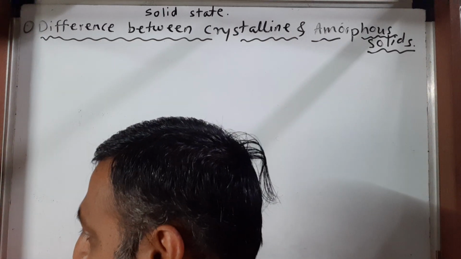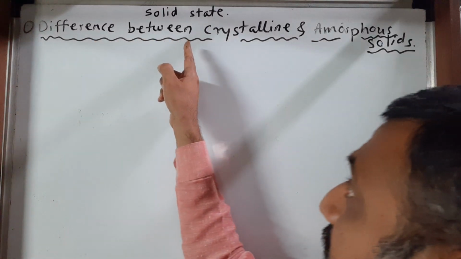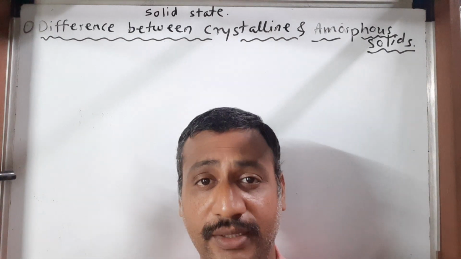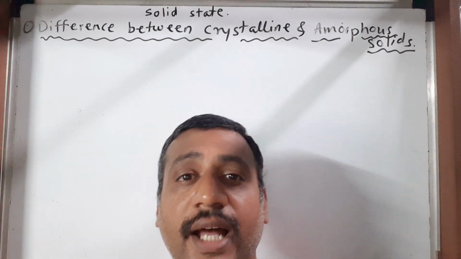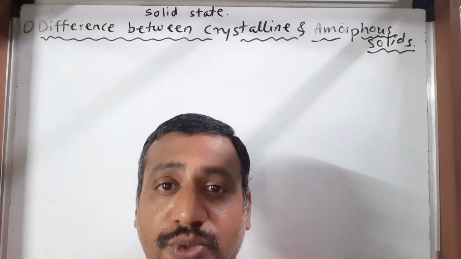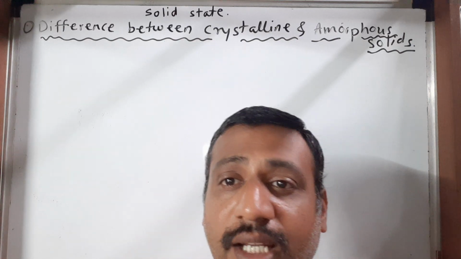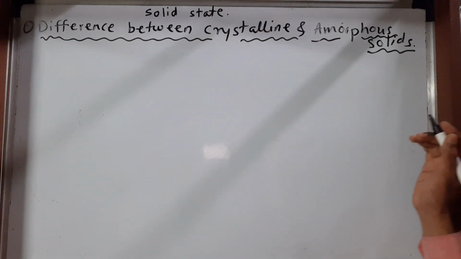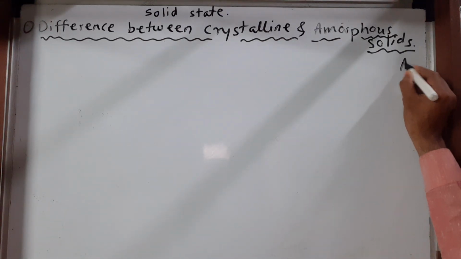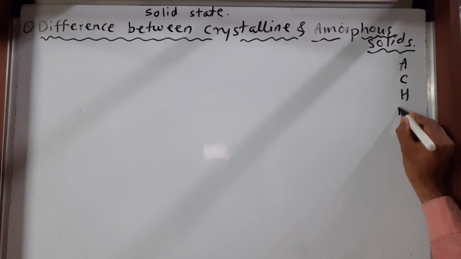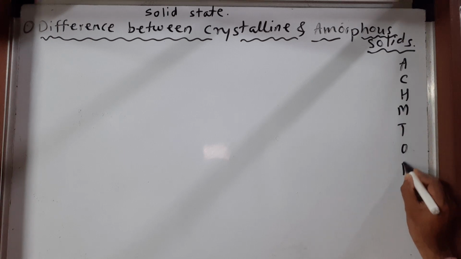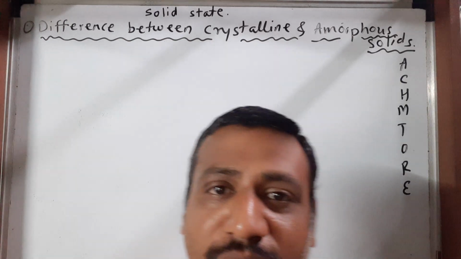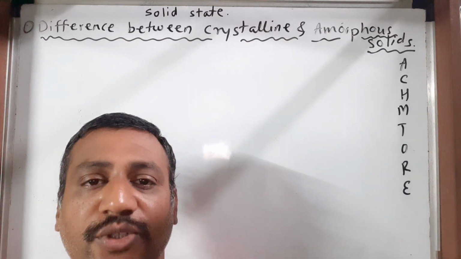Next part for the current lecture: solids are of two types broadly, crystalline solids and amorphous solids. So the points of differentiation I'd like to discuss here. First of all, I'll give you the hint. The hint is A C H M T O R E. So with the help of these abbreviations, I am going to explain some points of the differentiation.